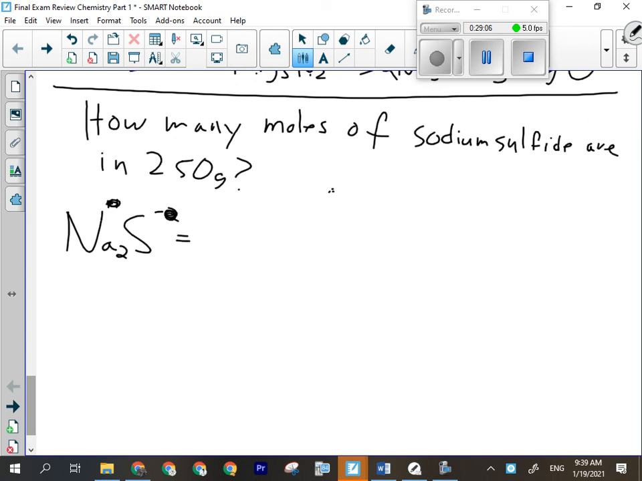Now I need to calculate its molar mass. There are 2 sodiums, so 22.99 times 2, plus 1 sulfur, 32.07.